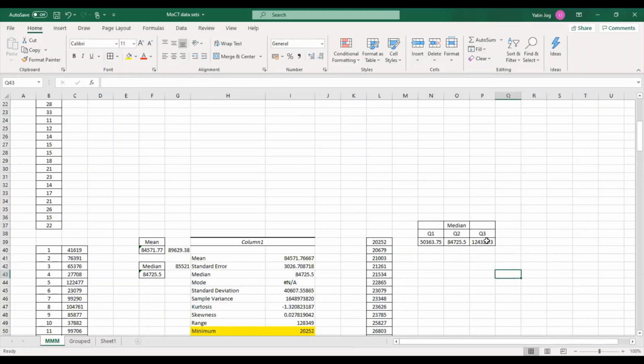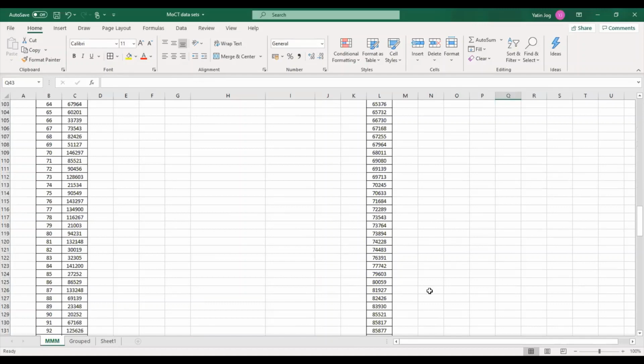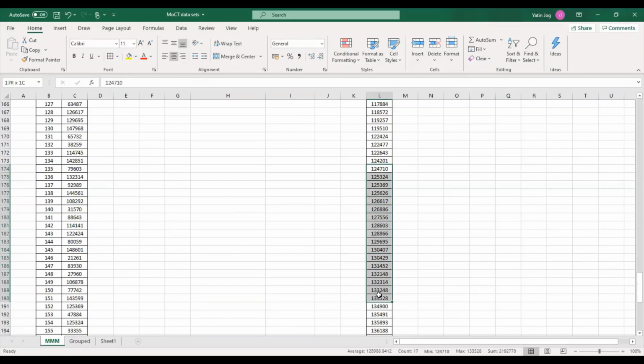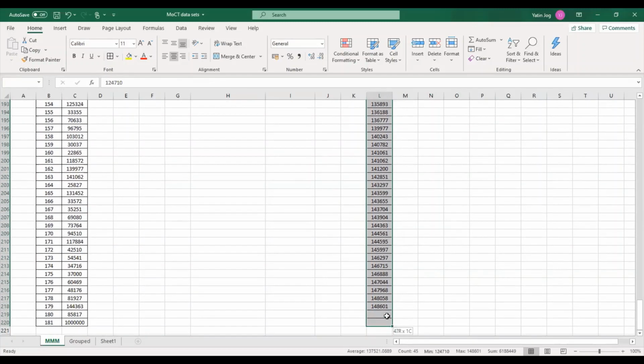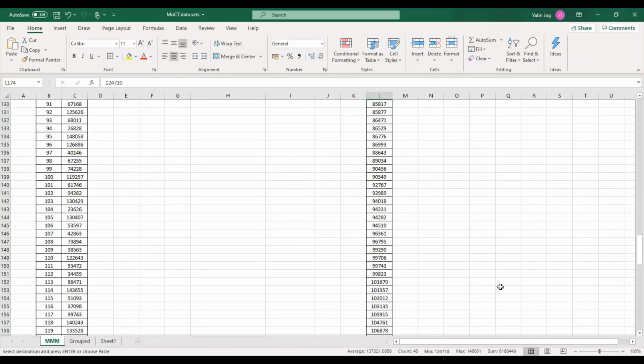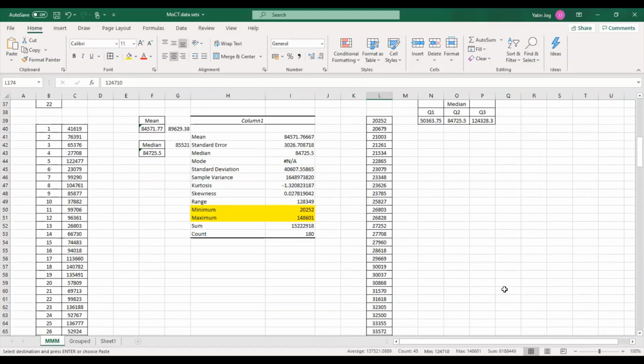And above 1,24,000, all of it is part of the fourth quarter. So 1,24,000 is somewhere here. So above this becomes my quarter 4 of data. I'll just copy it for your reference. This is my quarter 4 of data.